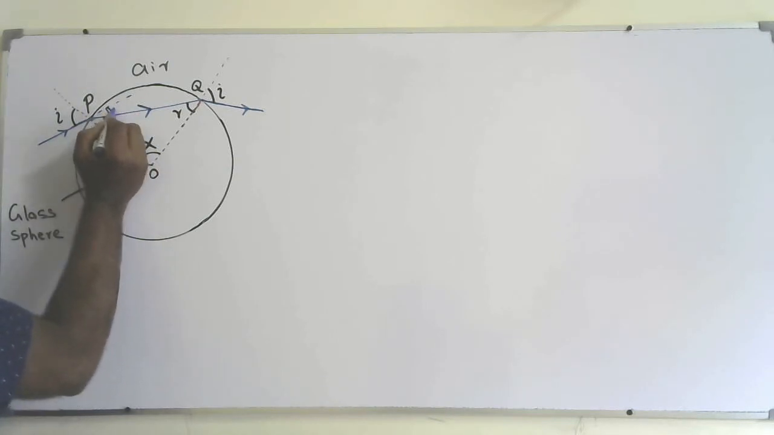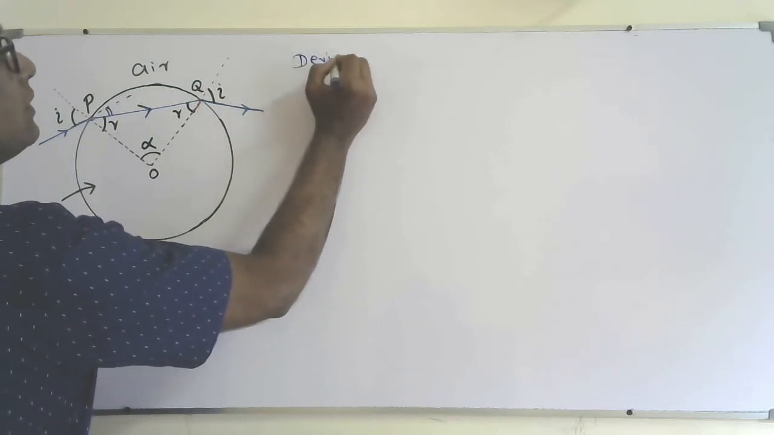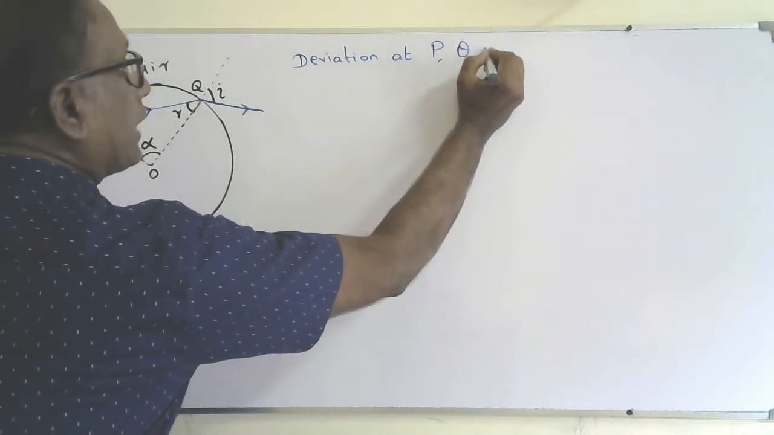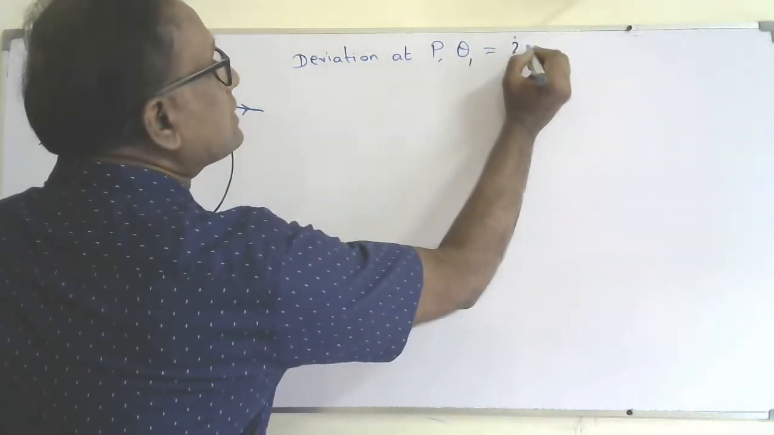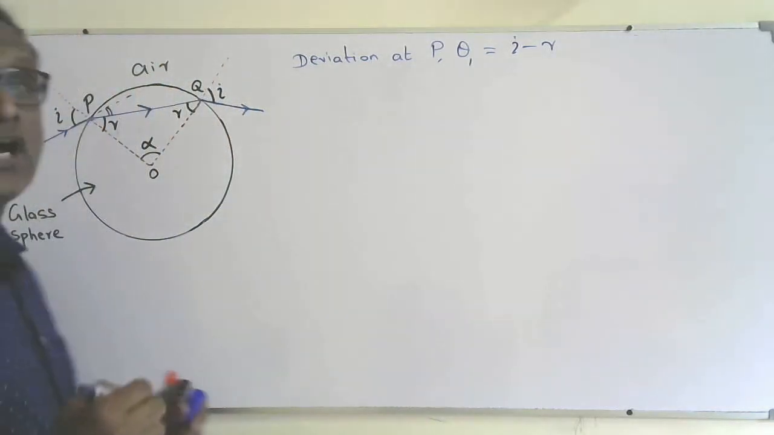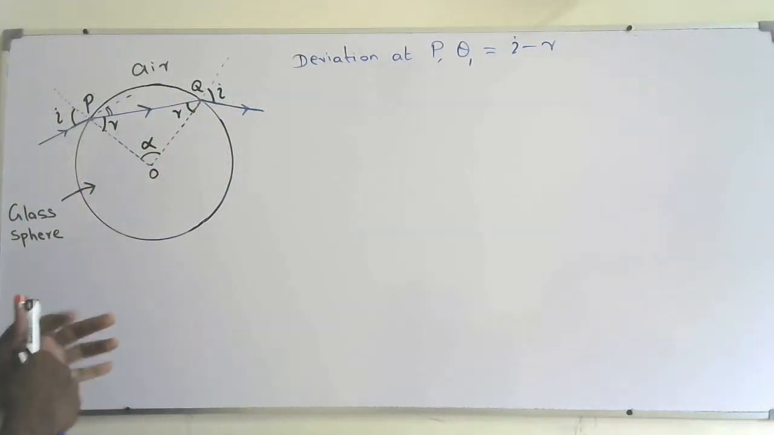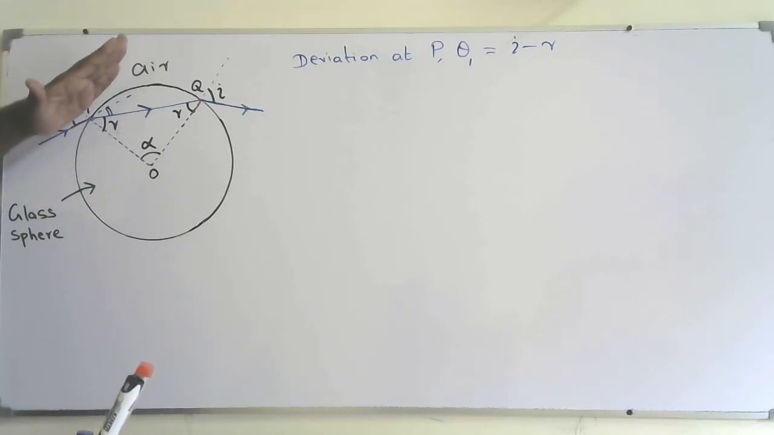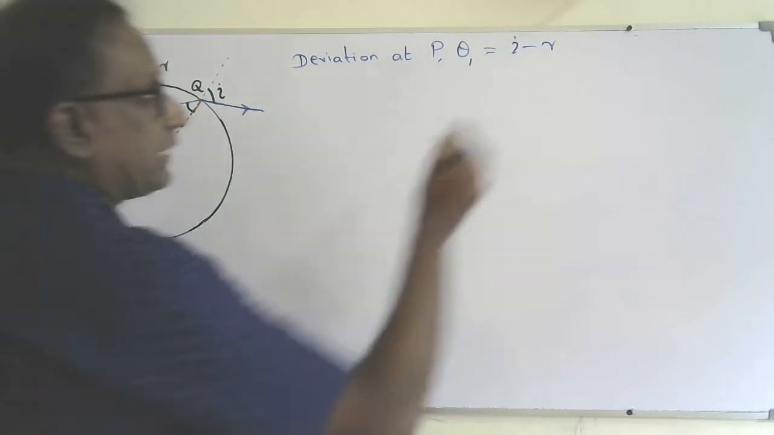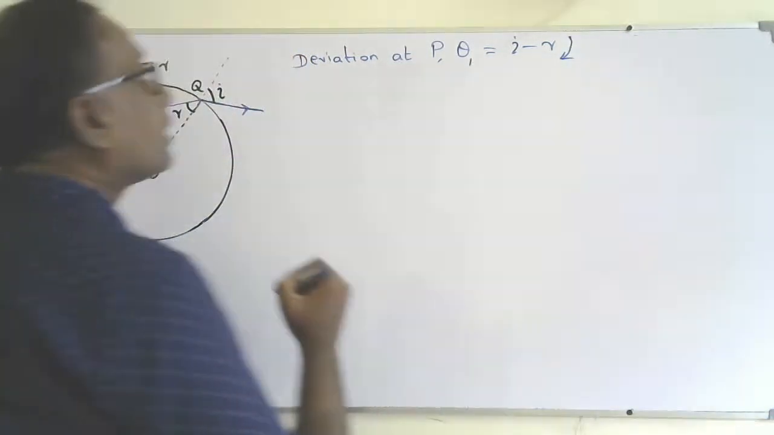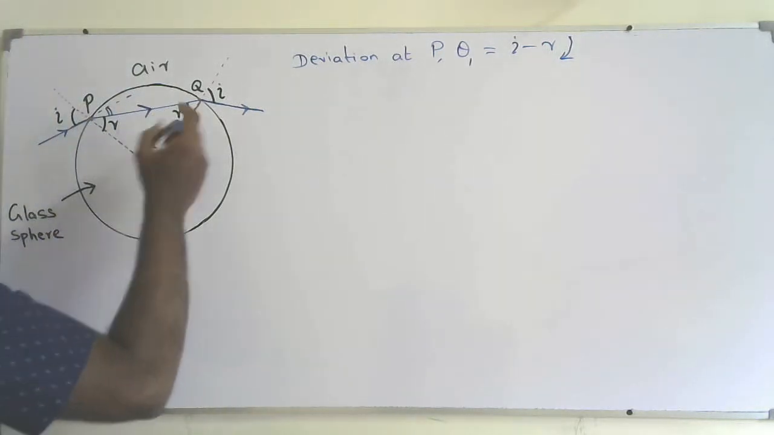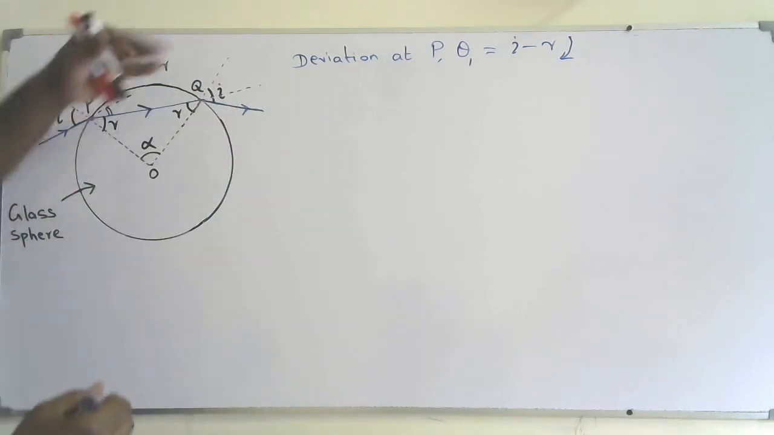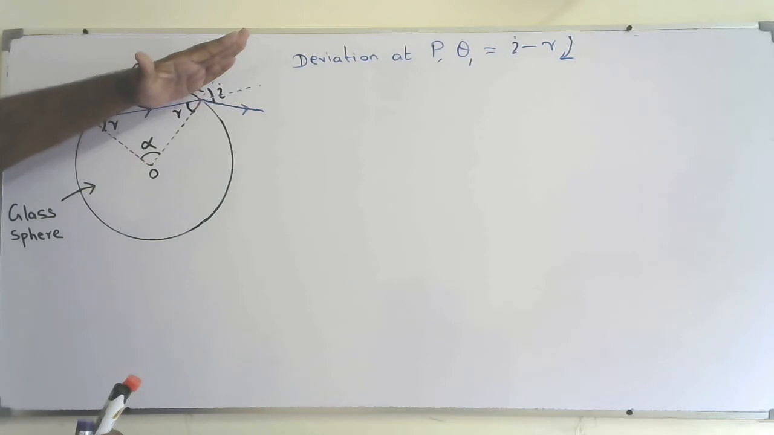This is r. So the deviation at P, I can call theta 1, will be equal to i minus r, in the clockwise direction. That means the light has refracted in the clockwise direction. It would have gone this way, but it has changed its path clockwise. So i minus r in the clockwise direction. What will be the deviation at Q? The light would have gone this way, but here also it has refracted in the clockwise direction.